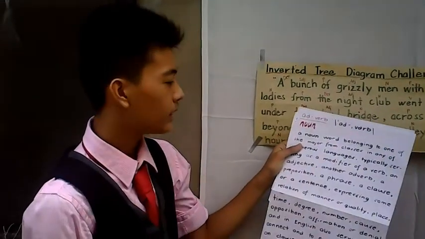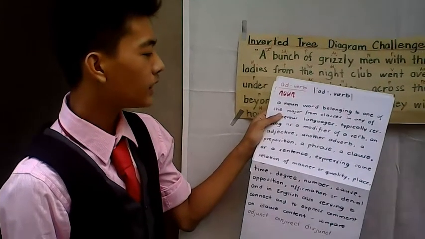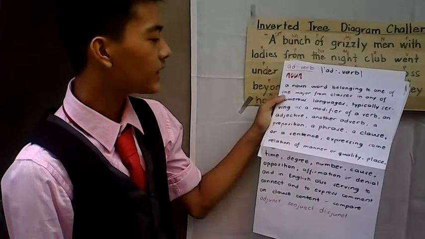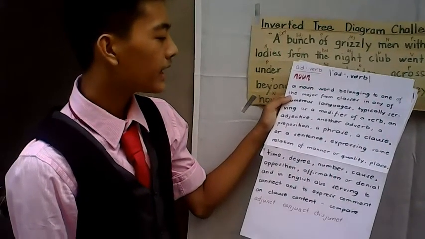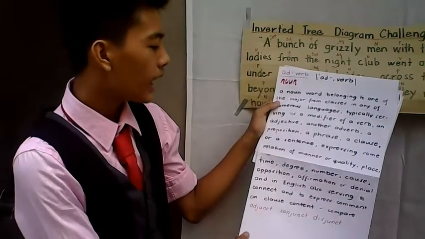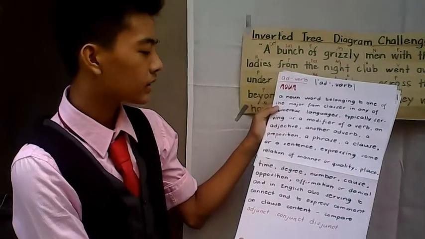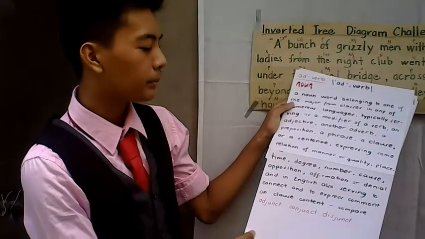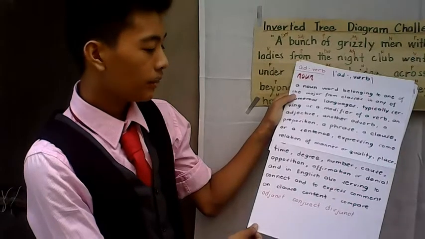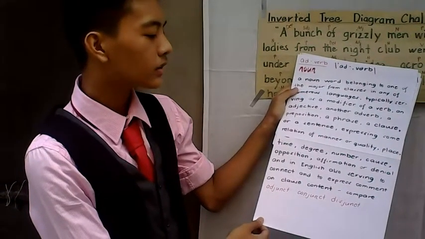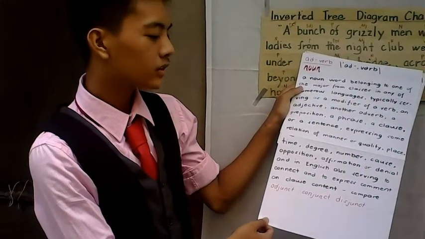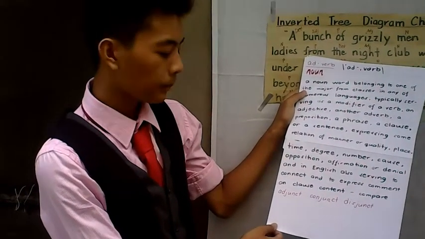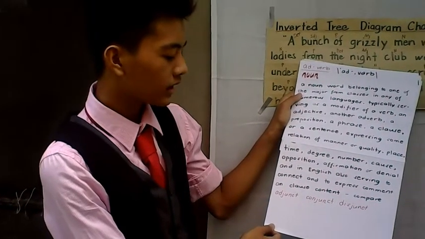And adverb. A word belonging to one of the major form classes in any of the numerous languages, typically serving as a modifier of a verb, an adjective, another adverb, a preposition, a phrase, a clause, or a sentence, expressing some relation of manner, quality, place, time, degree, number, cause, opposition, affirmation, or denial. And in English, also serving to connect and to express comment on clause content compared to adjunct, conjunct, disjunct.